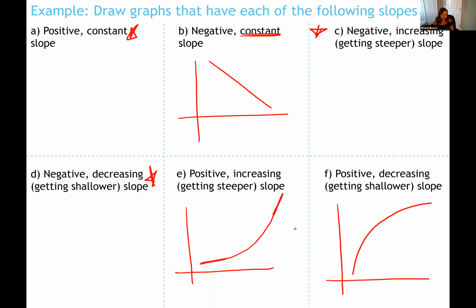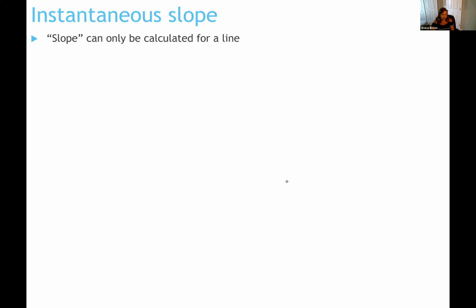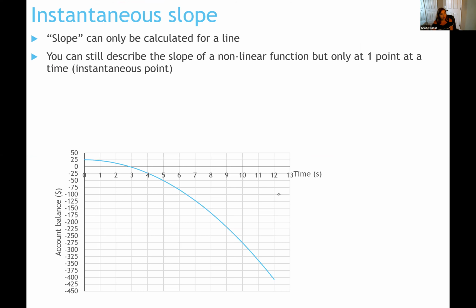If you want to actually describe the slope of a graph that's nonlinear, the best you can do is something called instantaneous slope. What that means is that when a graph has curvature to it, the slope is changing constantly, which means you only can describe the slope at one instant in time. So what you want to do is identify what instant you want to describe the slope at, and then draw a tangent line at that instant.